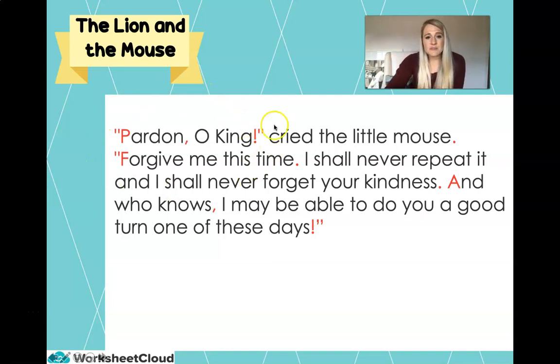And remember in speech marks, if we have a punctuation, always goes inside the speech mark. So we put the punctuation, then we close off the speech mark. Right, so speech mark, pardon, comma, O king, exclamation, speech mark. Okay, it can get a little bit tricky, but with practice, it does get better.